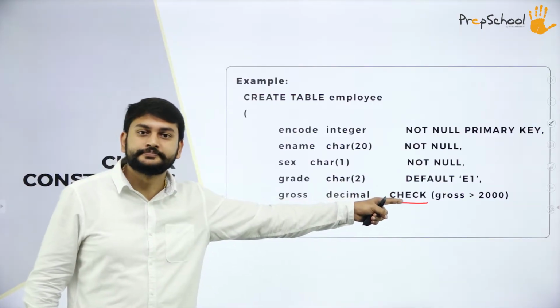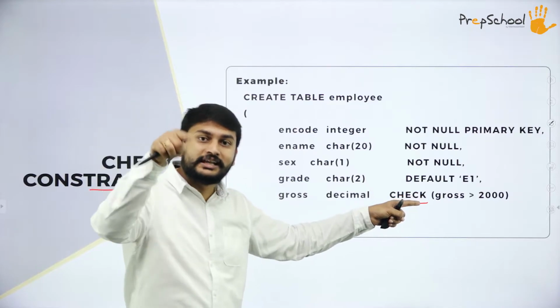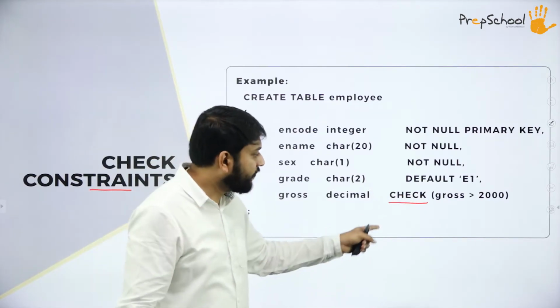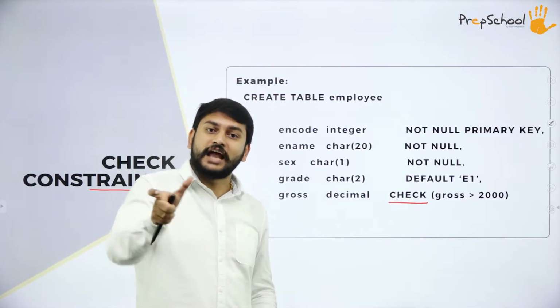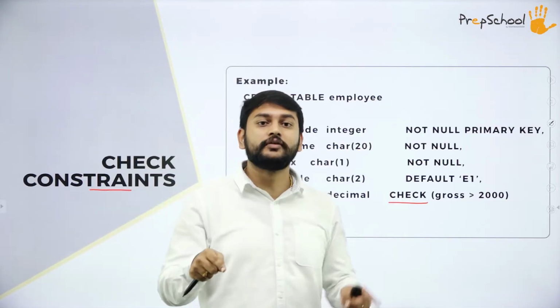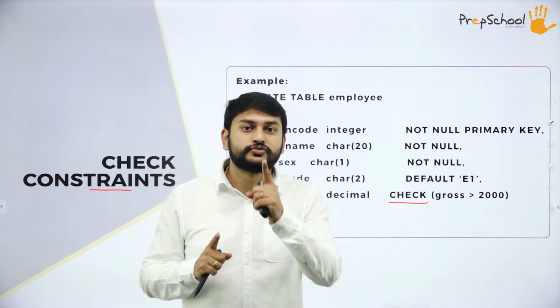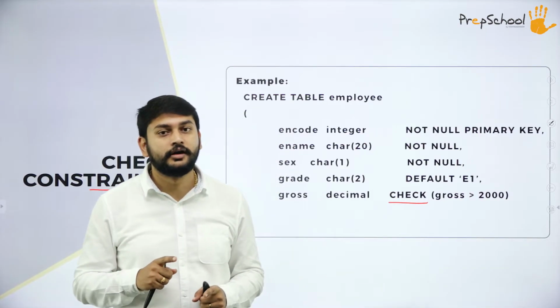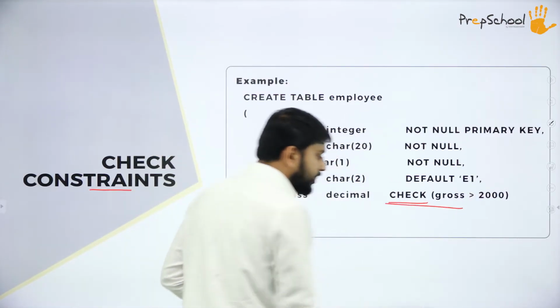Hope you understood. Got my point? So if I enter any value, it will check that particular condition. If it is satisfying that condition, then only it will allow me to enter the value. Otherwise, it will show me an error. That is what you have to remember. You got my point? So that's all about the check constraint.